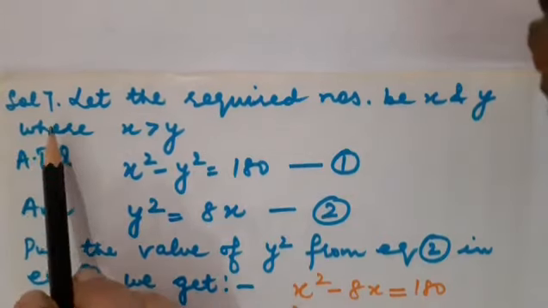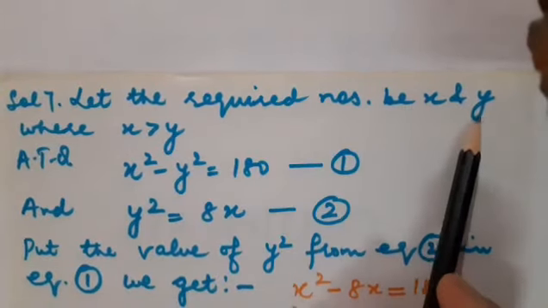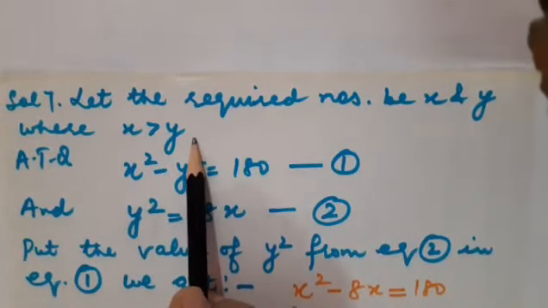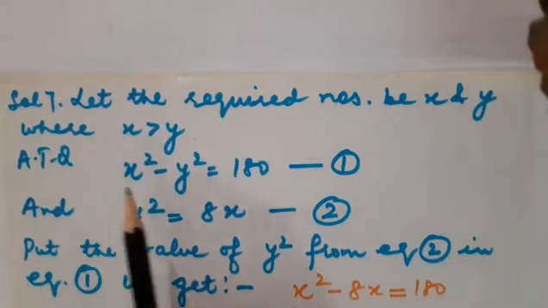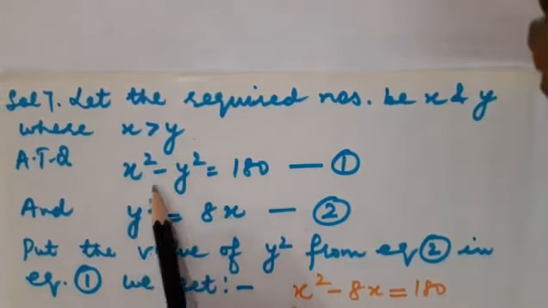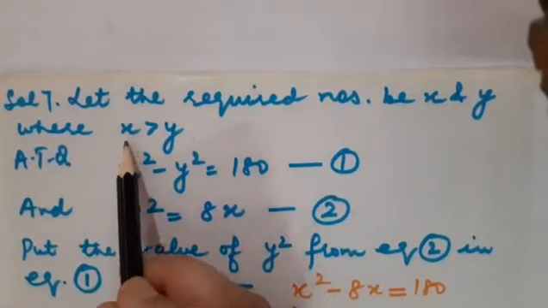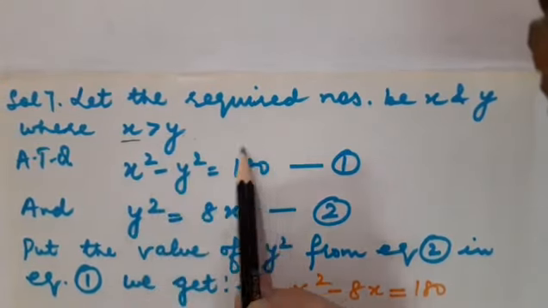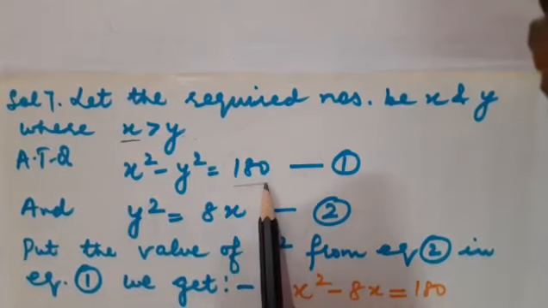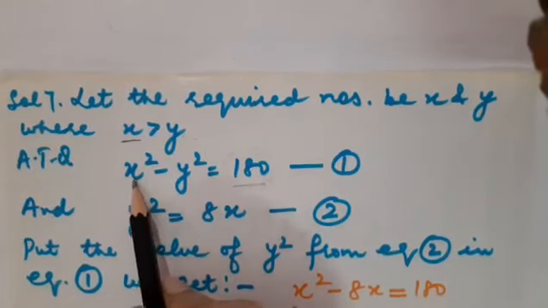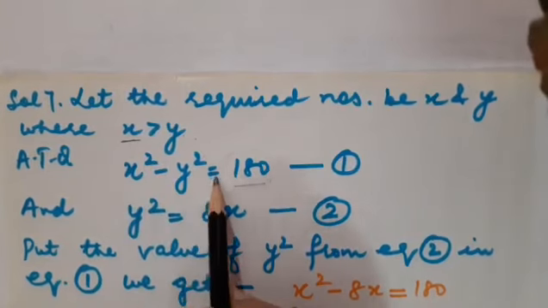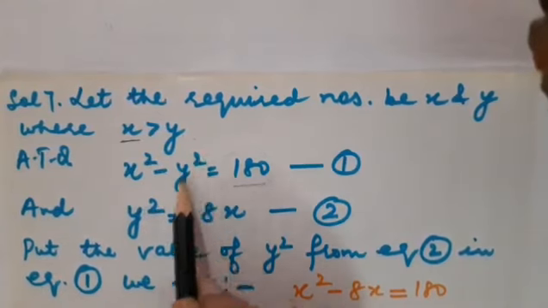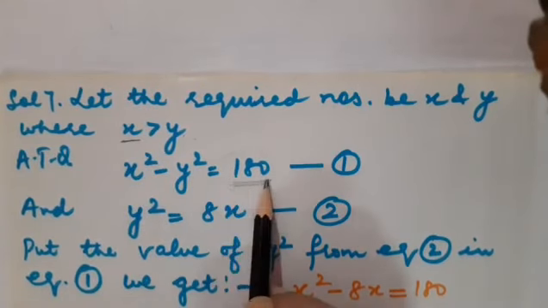So solution number 7 is, let the required numbers be x and y, where children I have considered that x is greater than y. Fine. Now according to the question, the difference of the squares of two numbers is 180. Here I have taken x as the greater number than y. Fine. So because the difference of the squares of both the numbers is a positive value, definitely I have to write that x square minus y square is equal to 180. Because the square of the bigger value minus the square of the smaller value has been given as 180.